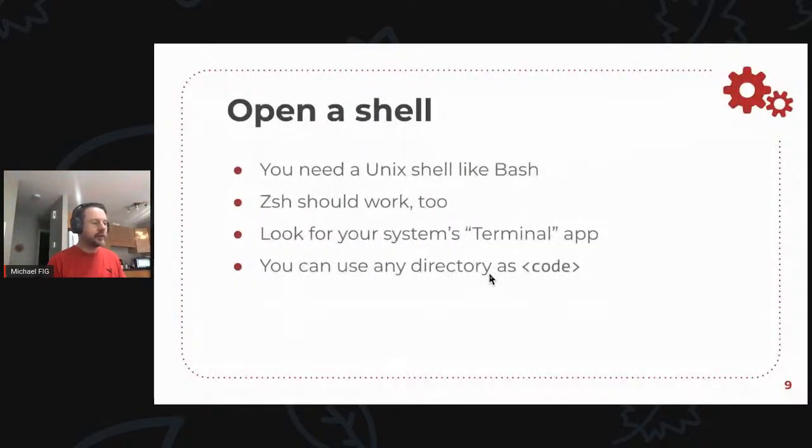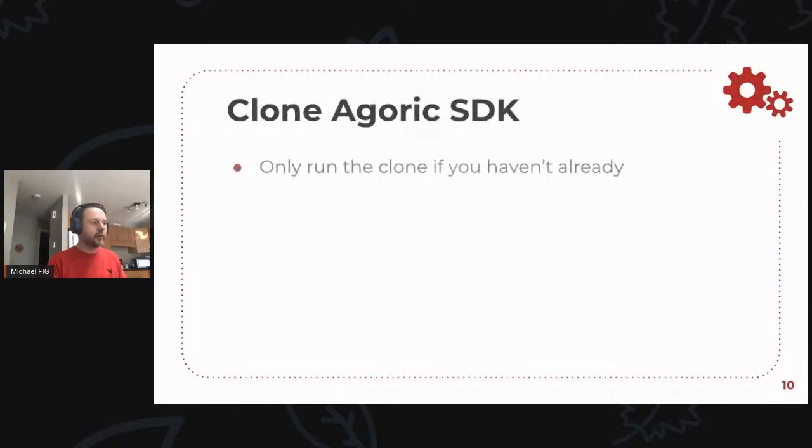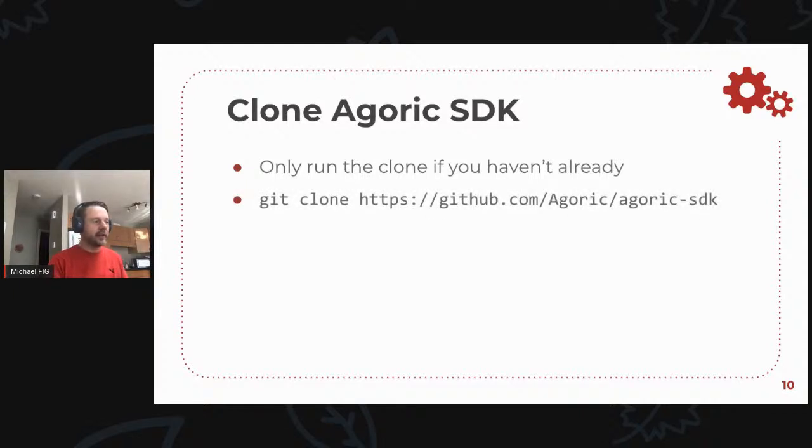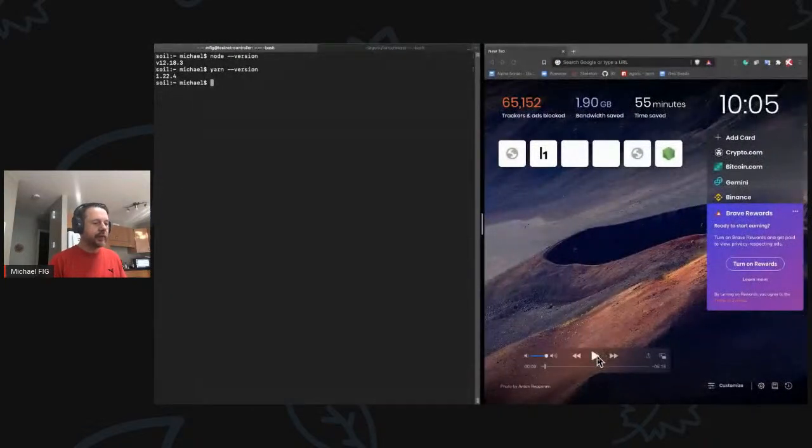You can basically use any directory as your starting point for where to download the code and to install things. So we'll start with cloning the Agoric SDK. You want to run it if you haven't already done it. Otherwise, you can just skip to the next step. So let's look at what that looks like. I'm going to make a code directory and then change into it and finally do the git clone.